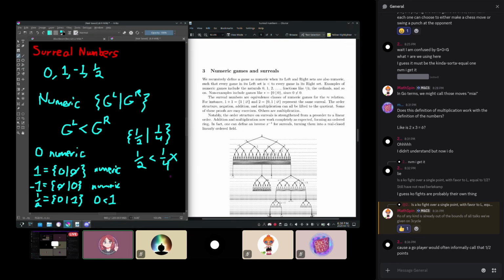And, for other non-examples of numeric games, there's also Star, which also explains why we didn't have a better name for it, right? Star is the game {0 | 0}. Well, 0 is not less than 0, so it's not numeric, right?